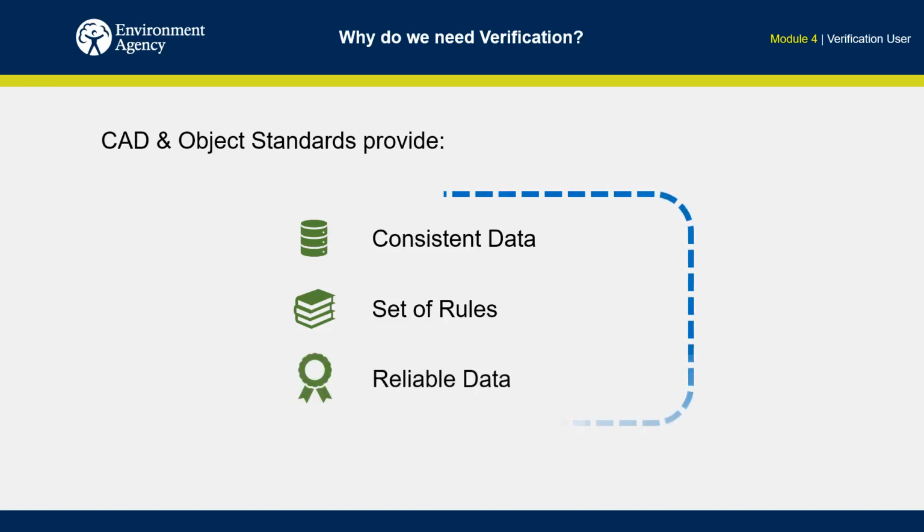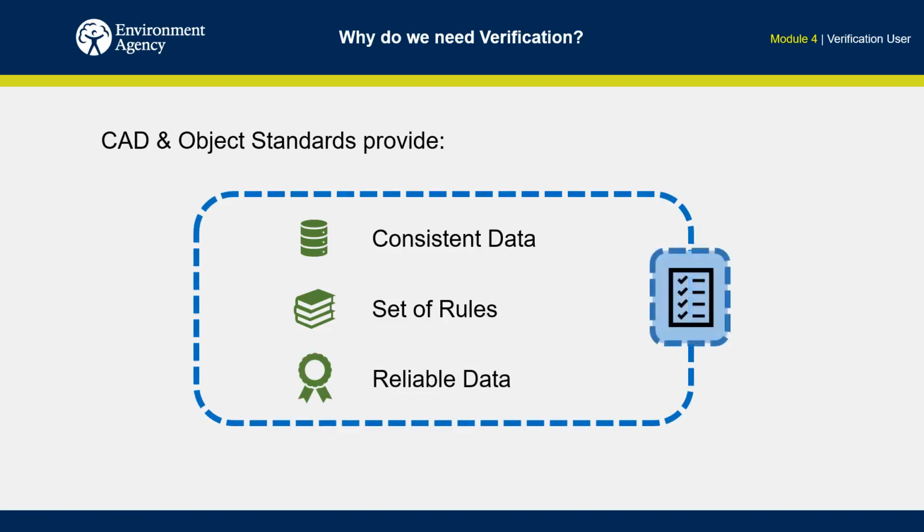The CAD and object standards include some tools that make this process as simple as possible by providing automated checks to verify that graphical drawings and models comply with the standards and streamlining the manual validation required for checks that can't be done automatically.